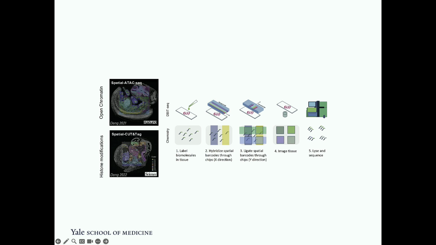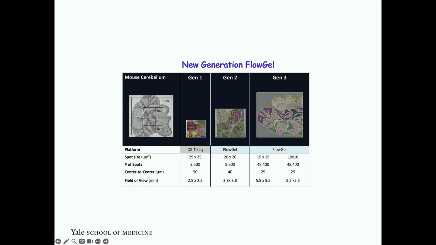So you can do spatial ATAC-seq and spatial CUT&Tag on this, where, as I just mentioned, you flow barcodes from one end to the other end, and then in the other direction. This generates a combinatorial barcoding, and then you make a library out of it and just sequence it. So this is how it looks.